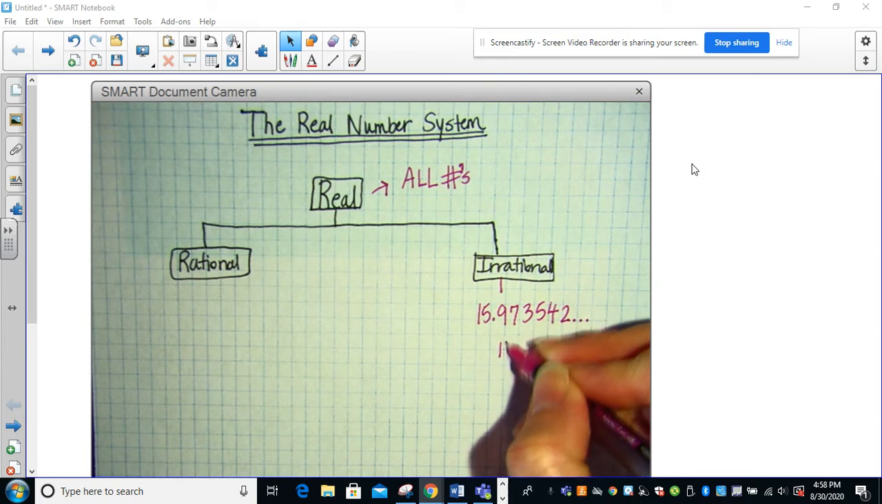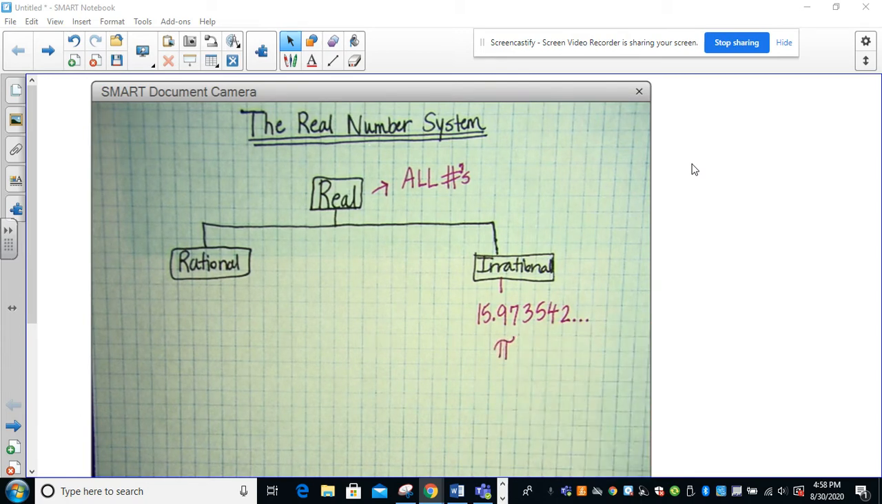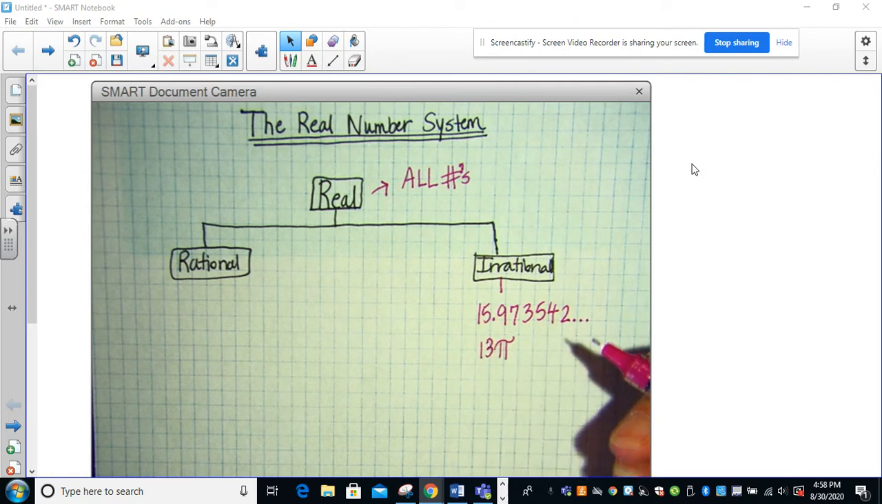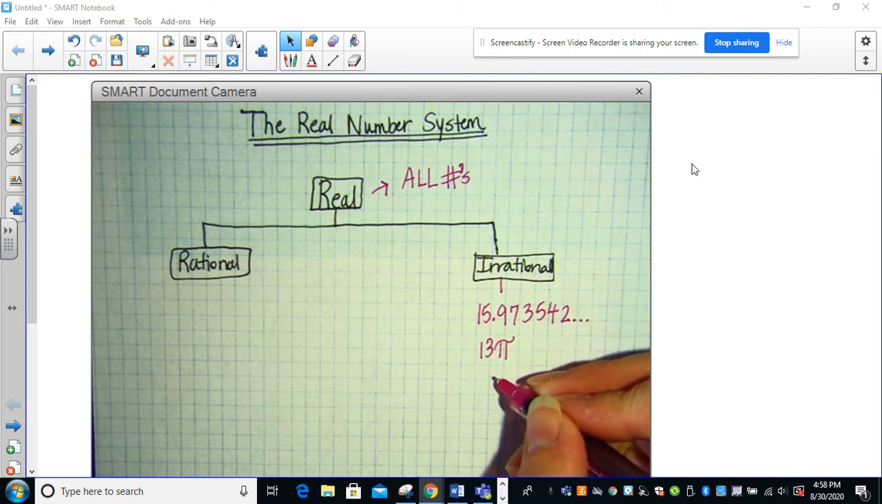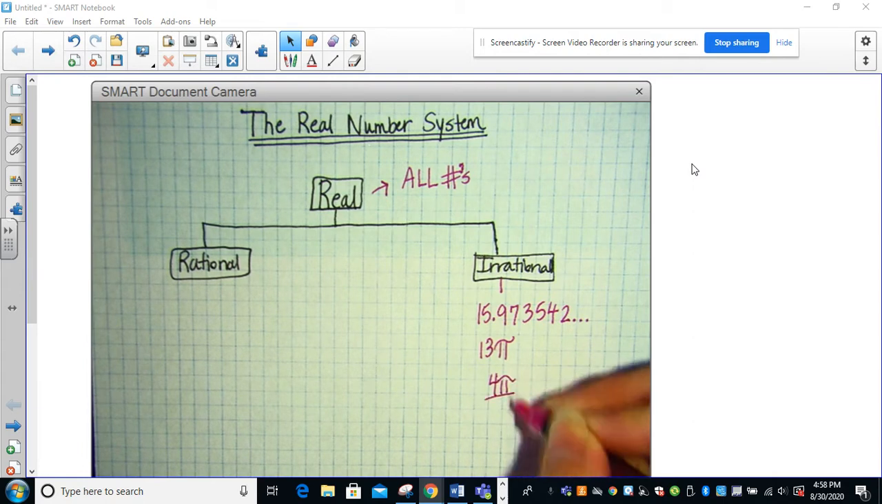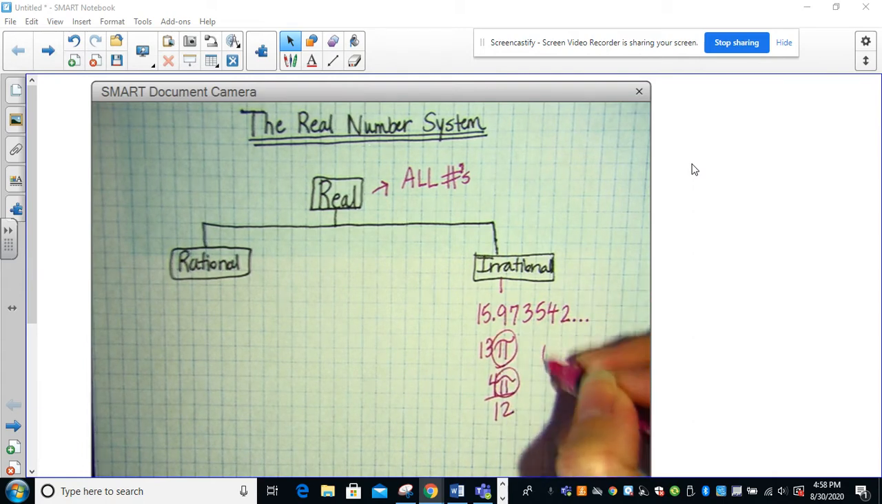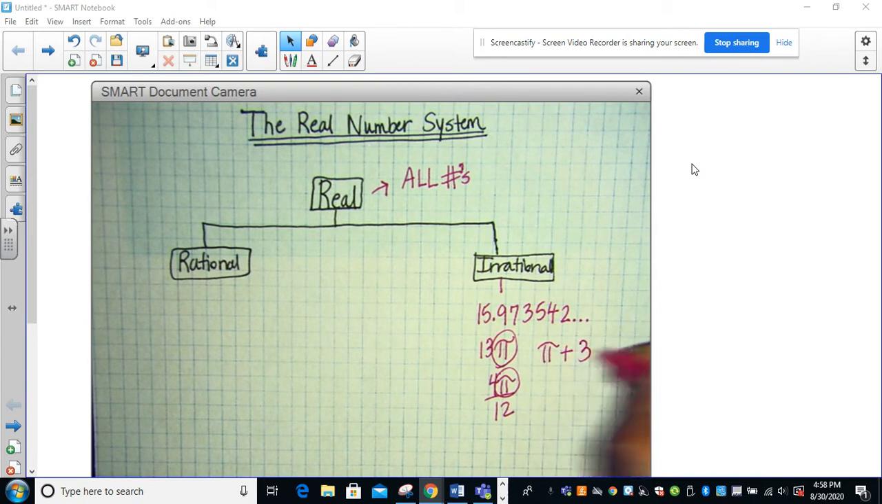Also, something that you're familiar with, pi. Anytime you see pi, you know that it's irrational, because you know from the past that pi never ends and it doesn't have a pattern. So you could see just the plain pi. You could see 13 pi. You could see 4 pi over 12. Anytime you see a pi anywhere, pi plus 3, all those are irrationals.